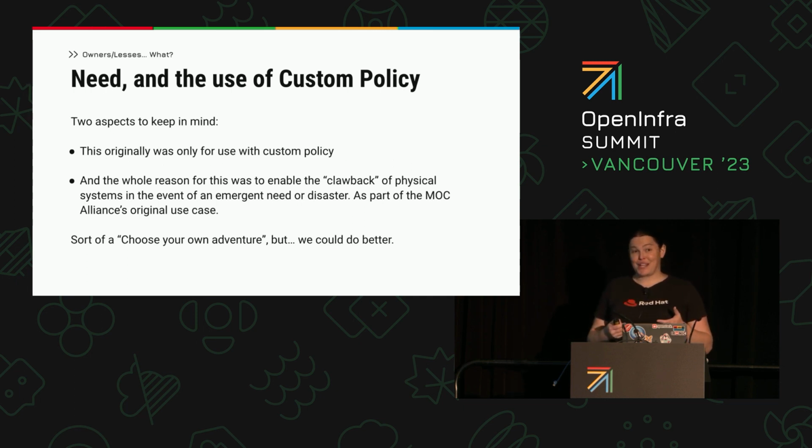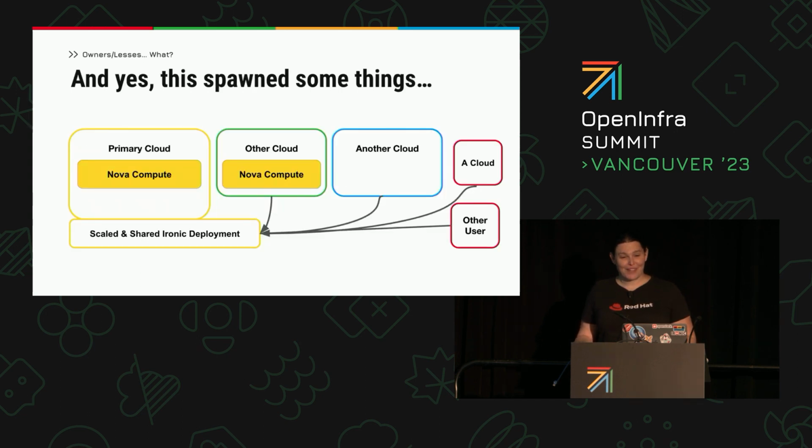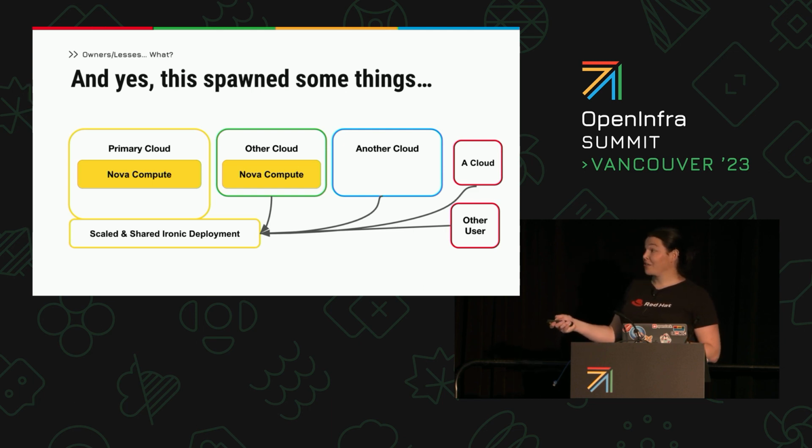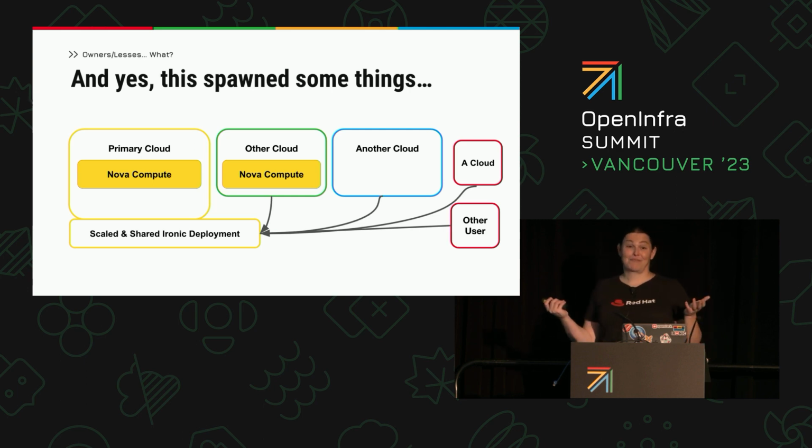Unfortunately, this also means that if you're doing custom policies, it becomes a bit of a choose-your-own adventure. And we can always do better than that. This did spawn some models of interaction that we didn't necessarily expect, where you might have a primary cloud with an Ironic deployment, and then another cloud with its own Nova deployment connecting into this same Ironic deployment. And another cloud, and other users just using Ironic. If we're all adhering to the same contracts, no one's the wiser. It just works.